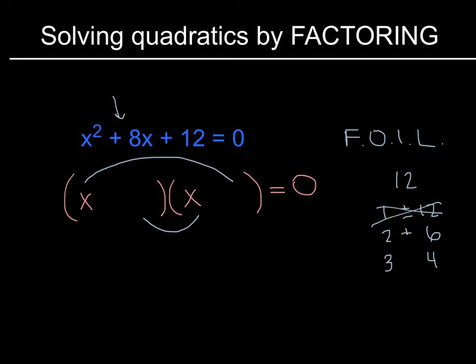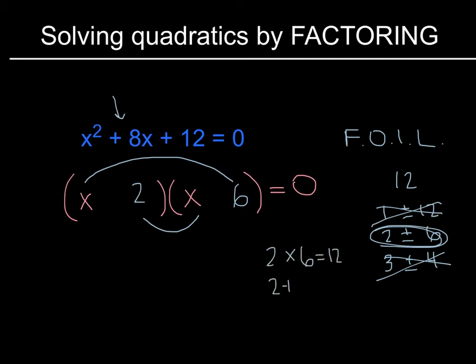So 2, I can either add or subtract. If I add 2 plus 6, ding, ding, ding, I have a winner. And let's just be thorough. If I add 3 and 4, I get 7. If I subtract 3 and 4, I get 1. That's out. So we're thinking this has to be the 2 and the 6. Now look at the patterns here. The 2 times the 6 gets me the 12, but the 2 plus the 6 gets me the 8.